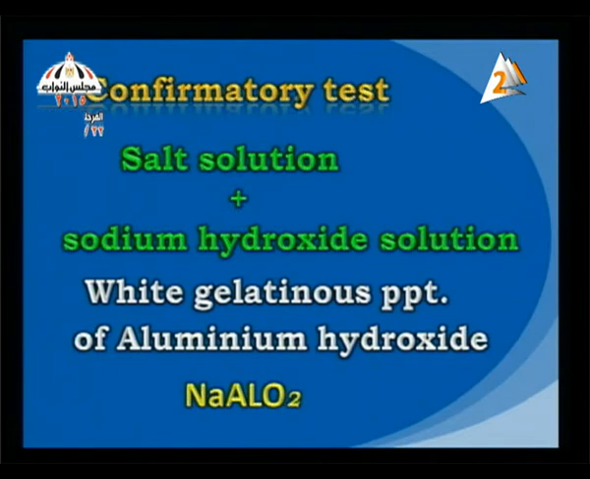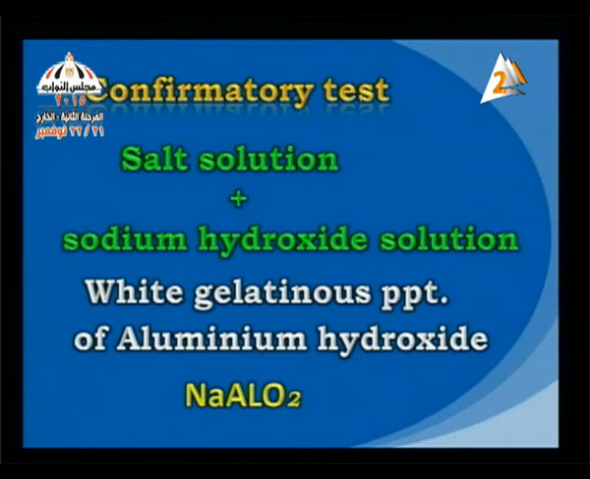Now complete the equation. We have the salt solution plus hydroxide. Which hydroxide? We have sodium hydroxide solution, the confirmatory test. So the salt solution plus the sodium hydroxide solution gives us what? It gives us a white gelatinous precipitate of aluminum hydroxide.